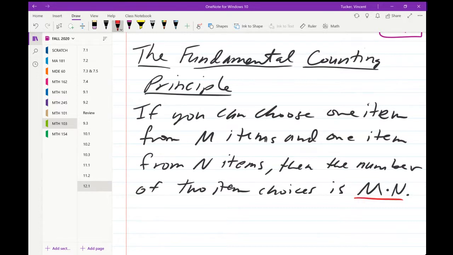All right, so the fundamental counting principle: if you can choose one item from m items and one item from n items, the number of 2 item choices is going to be m times n.